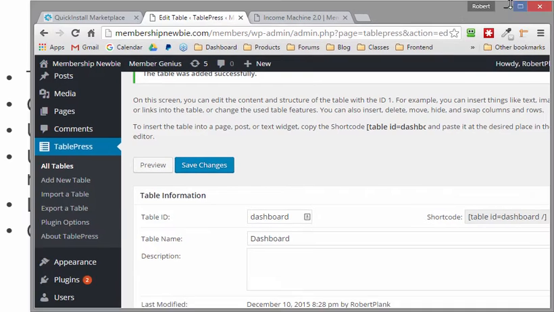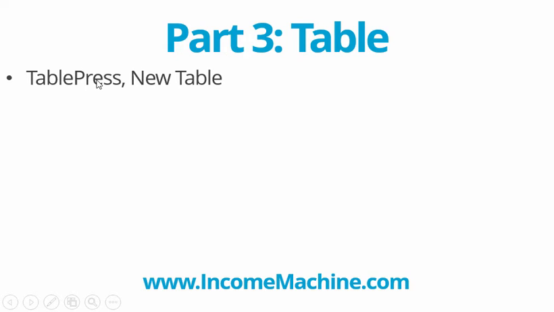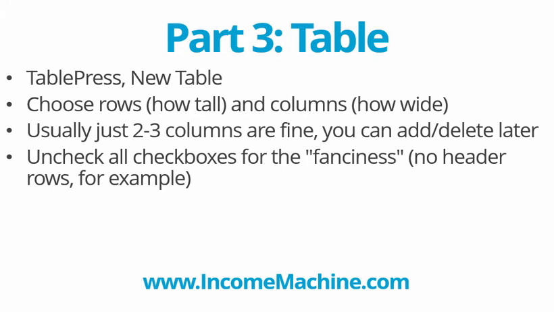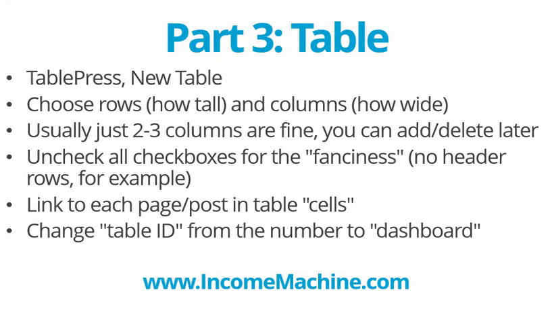So what we just did again was that we went to TablePress, which was the plugin we installed when we were installing the plugins. We chose to have 2 rows and then 2 columns. Then we unchecked all the fanciness, clicked on Insert Link, and clicked on each individual box to link to our individual pages. But if you have posts, I mean, no big deal. Those will be in that option as well. You can just choose what you want to link to. Then we changed the table ID from a number to dashboard.